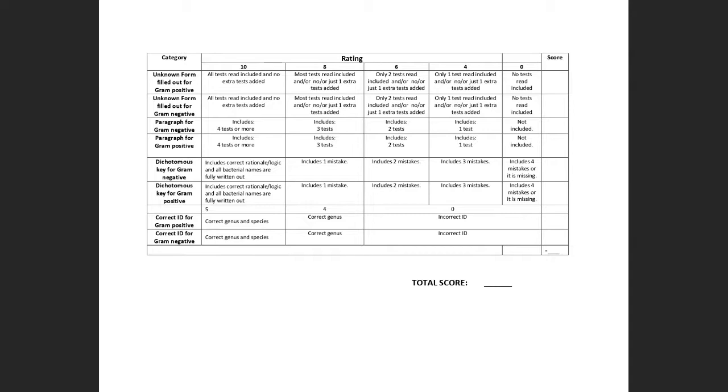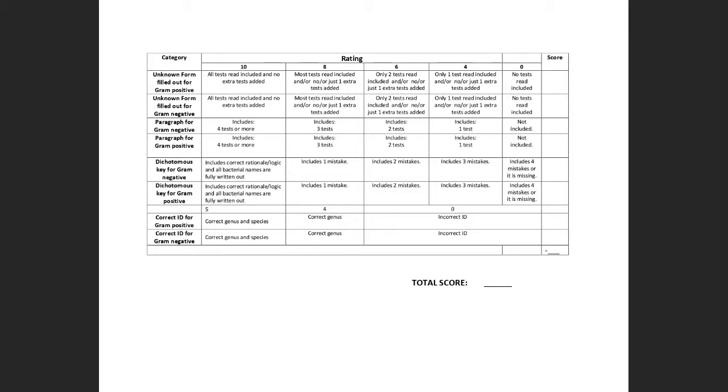Now, what you have here is the maximum number of points that you can get without any mistakes, or at least following the instructions for each part that you're required to have. Notice that there are some point differences here between the maximum number of points that you can get for the unknown form, for the paragraph, and dichotomous key compared to the actual correct ID. So the assumption that I'm going to make, and the way we are going to go over this, is by assuming that we are shooting for the maximum number of points.